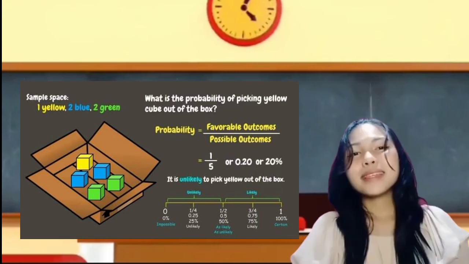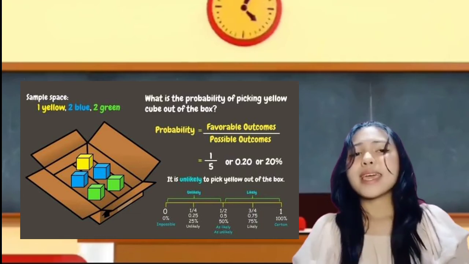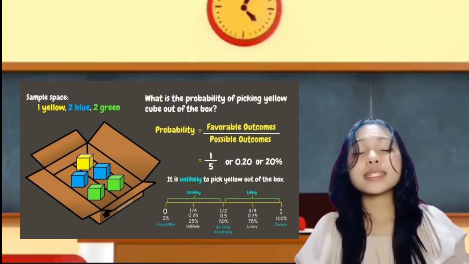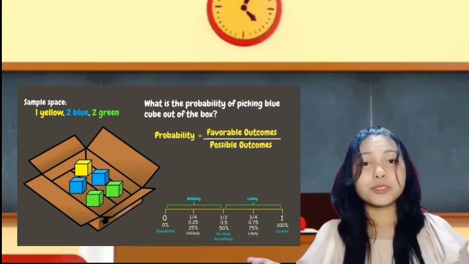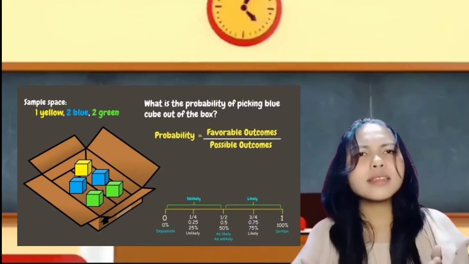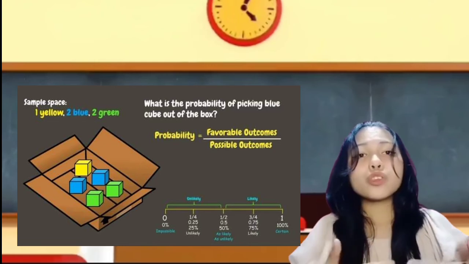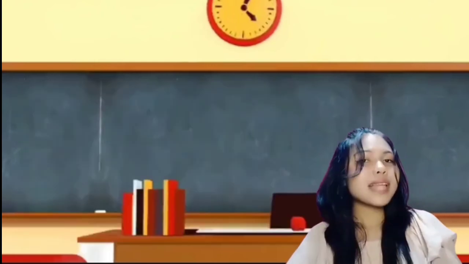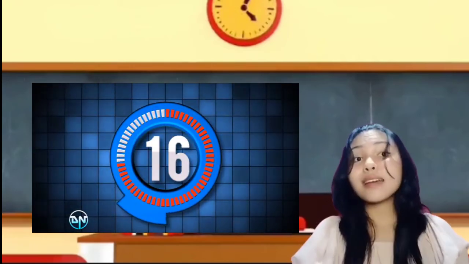In the probability line, the likelihood of this event is unlikely to happen, since it is closer to 0, or between 0% and 50%. Wonderful! Let's have another example. Now, what if we are looking for the probability of picking a blue cube out of the box? So this time, I will give you 1 minute to solve and find the answer.